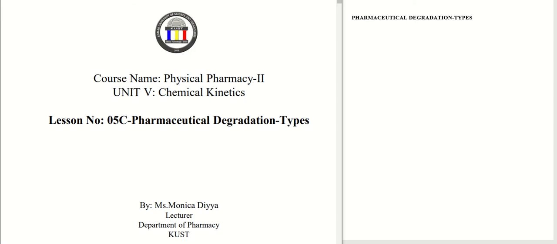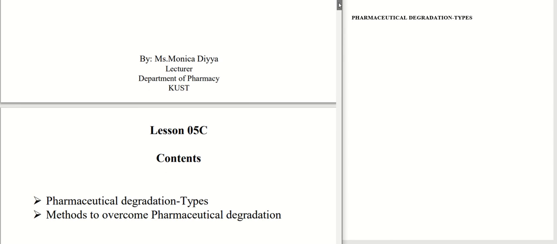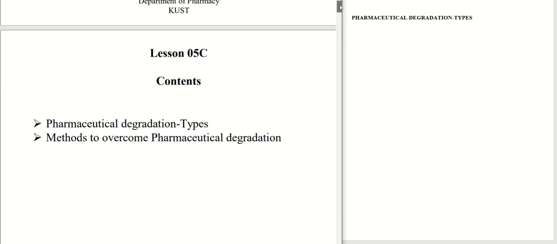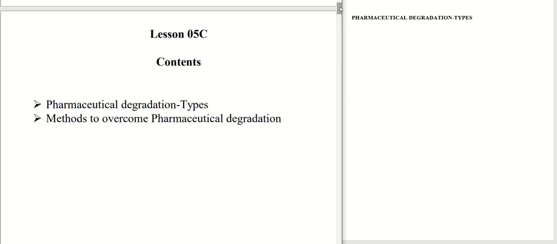In this lecture, we will be discussing different types of pharmaceutical degradation mechanisms. As a part of chemical kinetics, today we will be discussing the different ways by which pharmaceutical compounds undergo degradation or decomposition. And we, being pharmacists, need to know different methods to overcome these types of pharmaceutical degradation.